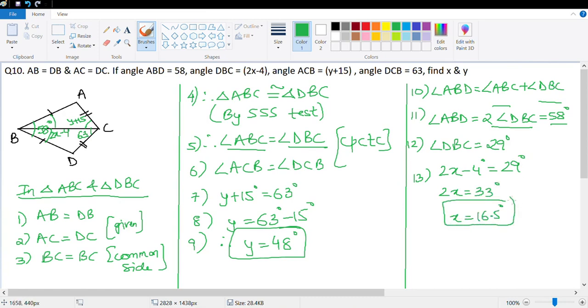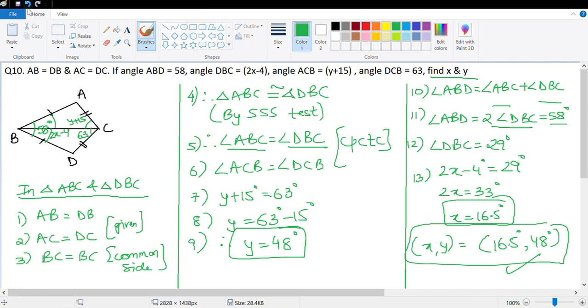Let's read the question. Find the value of x and y. So we've got the value of x and y. This is equal to 16.5 degree and 48 degree. That's our final answer. Good. Let's look at the next question.